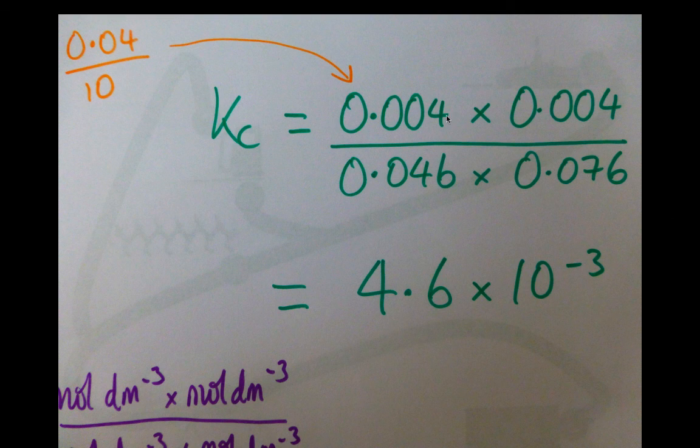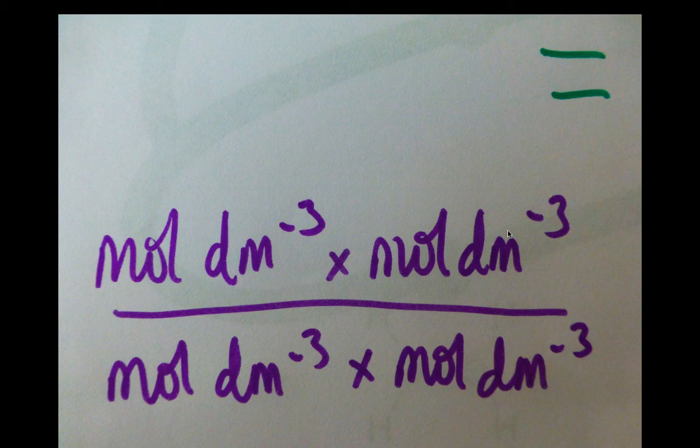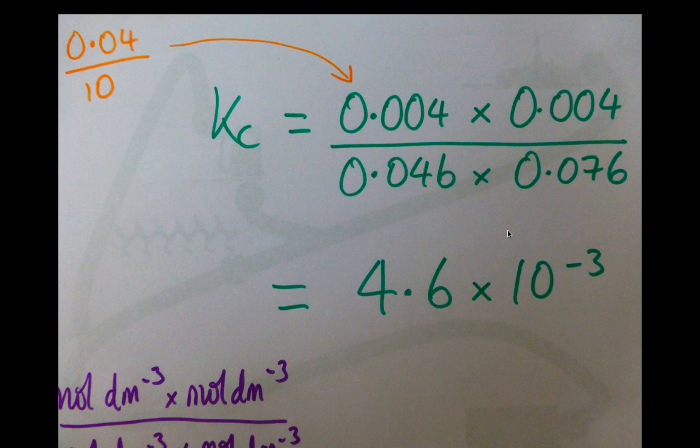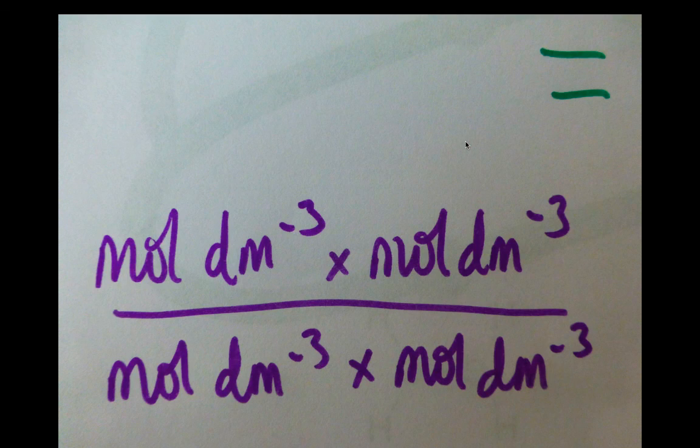Now, those of you that are quite confident with maths will realise that actually we didn't have to divide by 10 first in this case, because all of these divisions by 10 actually cancel out, but it's worth going through the process because you would usually have to do that if there were different numbers of products and reactants. As for the units, we don't have any units here because what we've got is moles per decimeter cubed on the top and the bottom of the equation, and so they cancel out.